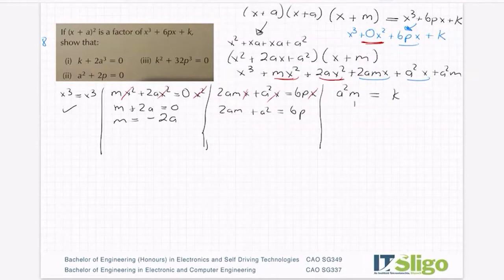Okay, I'm going to sub in for the m. I'm going to sub in that minus 2a. So a squared times minus 2a is equal to k. So minus 2a cubed is equal to k.